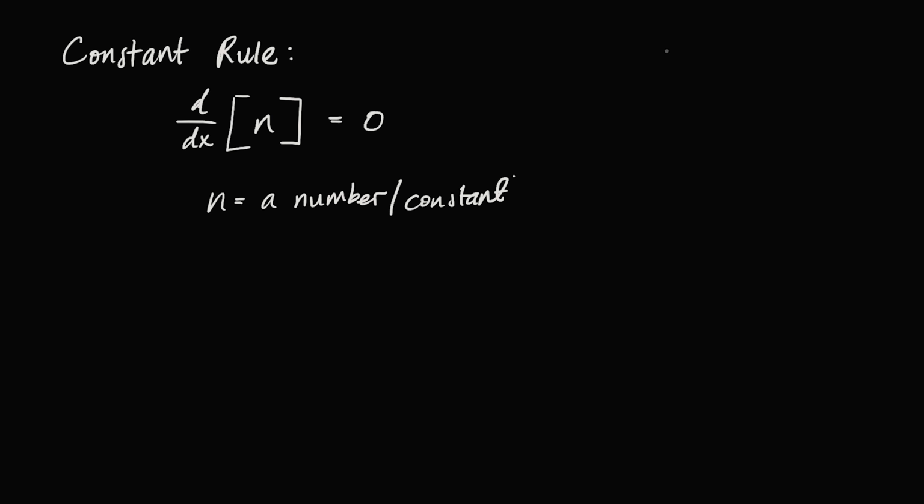If you think about this graphically, say we have the graph of x equals 4. The whole point is that our slope is always going to be 0. Since the derivative represents the slope of a function, a constant can only have a 0 slope.